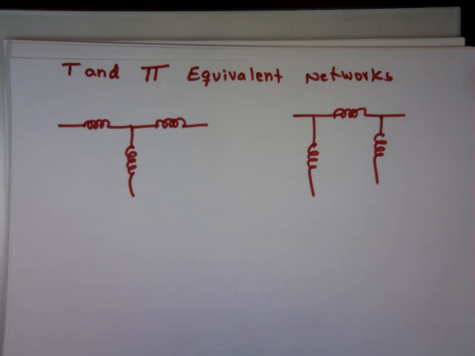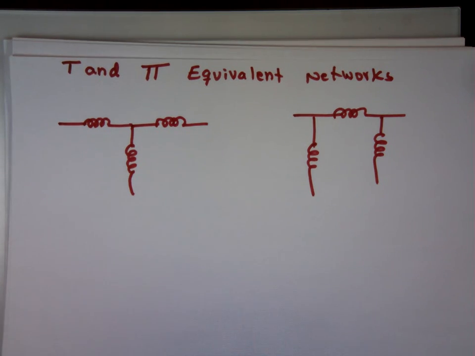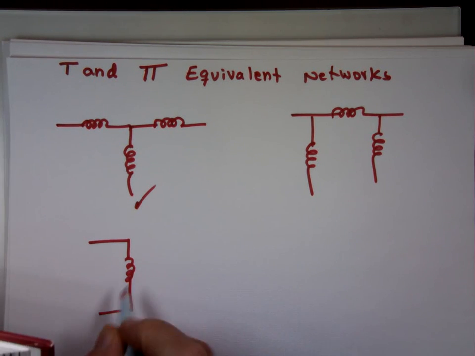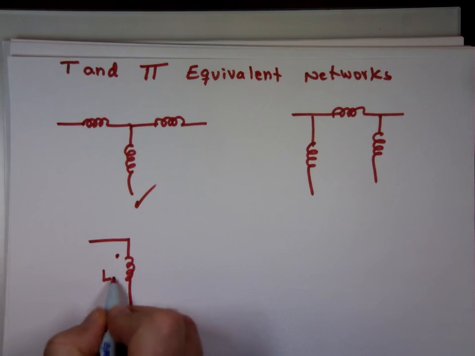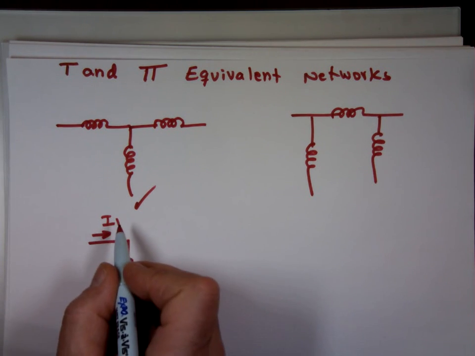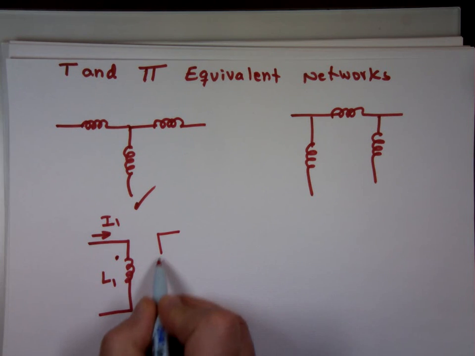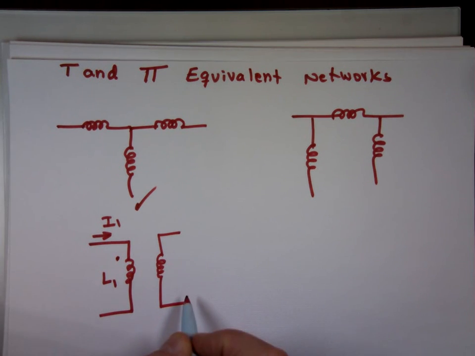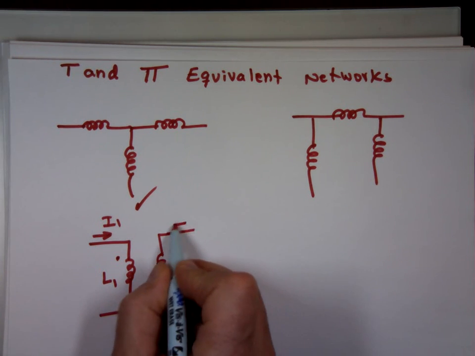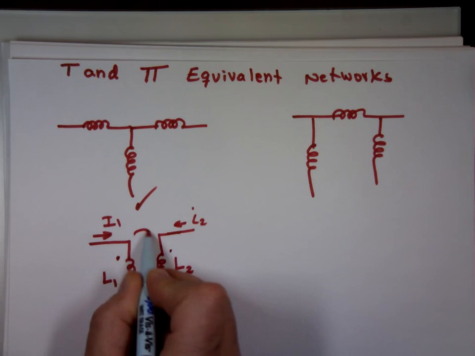Now let's take an example and see what will happen. Let's talk about the T equivalent. So I'm going to focus on this one. If I have a circuit that looks like this, and this is L1, and this is I sub 1. This is L2, and this is I sub 2. The mutual inductance here is M.